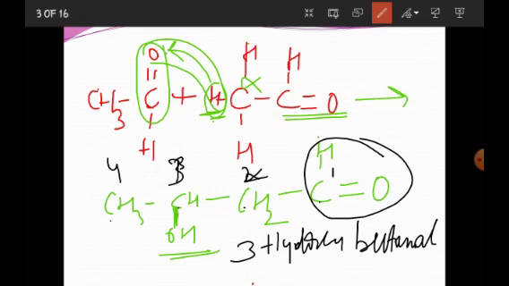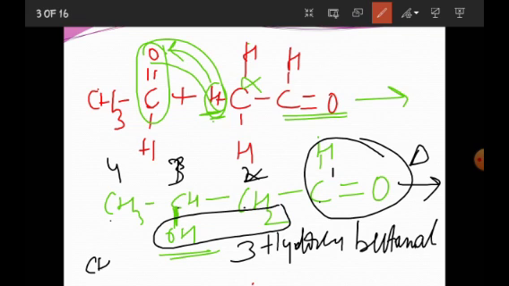Now in a further reaction, heating will take place and H2O will be eliminated. There is also a second step in this, in which, see students, heating will take place and we will get the final product. In the final product, this will be eliminated in the form of H2O. So the final product will be CH3 CH double bond CH and CHO.